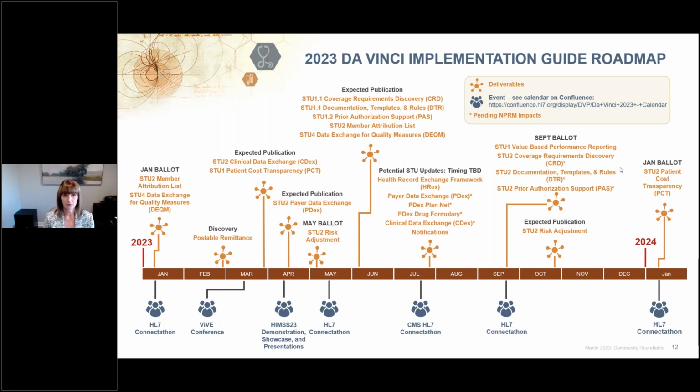Value-based performance reporting, or VBPR, is a brand new use case which was launched in the fall of 2022, and that implementation guide is slated for ballot this coming September. It's focused on standardization of payer-generated cost performance reports, which are crucial for health systems and providers to track and manage performance on value-based contracts.